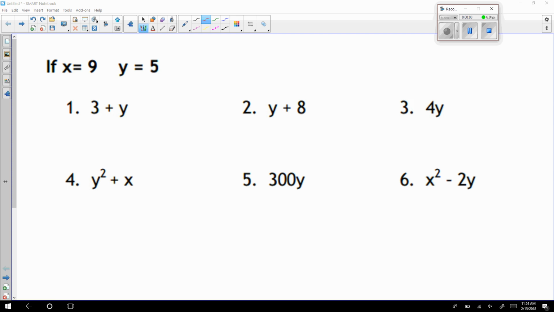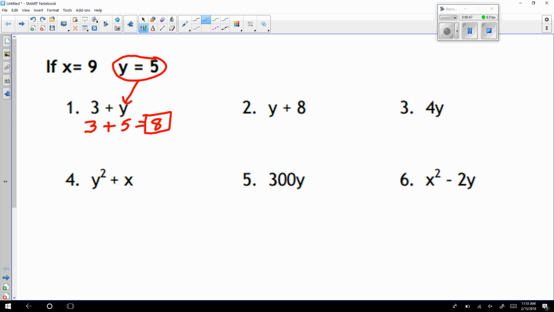This is a review for the Unit 6 test. One part of the test is to solve expressions when given values for the variables. In all of these expressions, y will be equal to 5 and x is going to be equal to 9. So simply, we just take the value. For example, y is 5, so we put it where we see the y and solve that problem. Rewriting it, we would get 3 plus 5 will equal 8. And this is the answer I would be looking for.